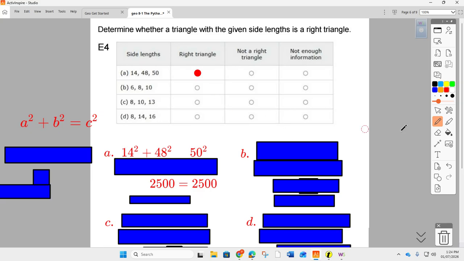Well, let's look at B. 6, 8, and 10. The legs have to be the shortest sides, so 6 and 8 are going to be part of the sum. 10 is the longest side. So 6 squared plus 8 squared. How does it compare to 10 squared?